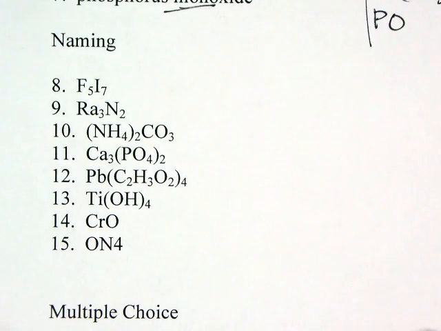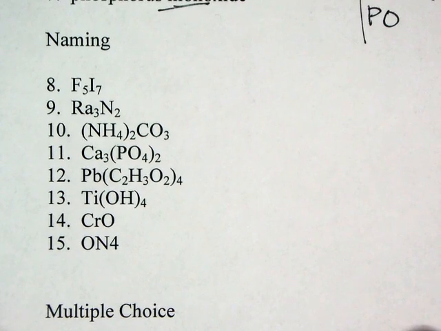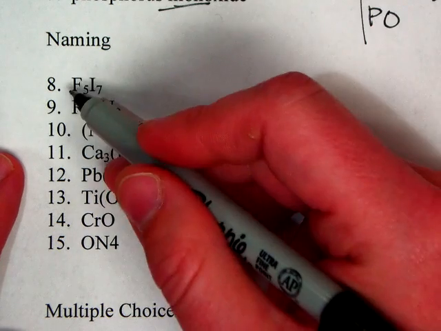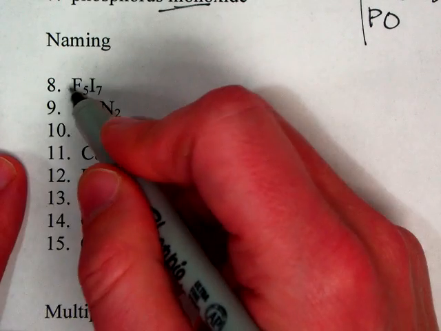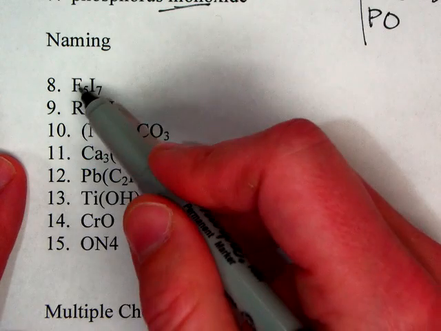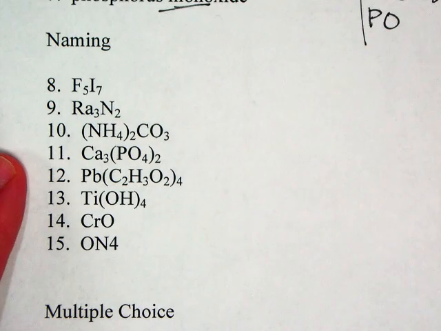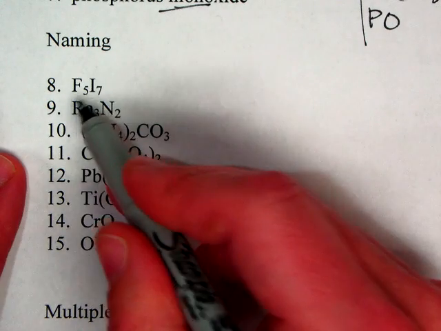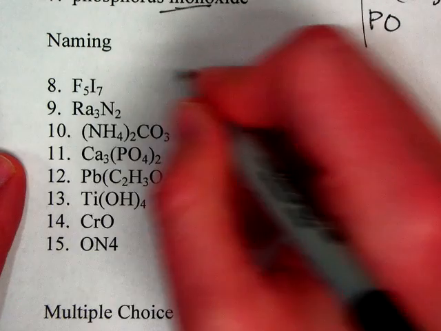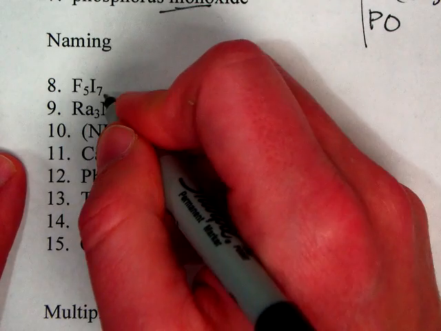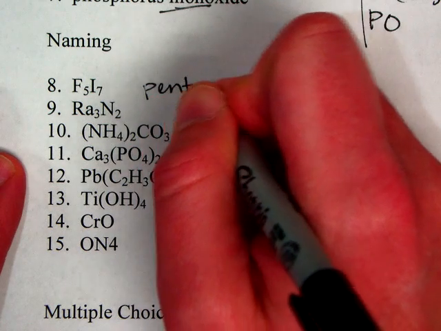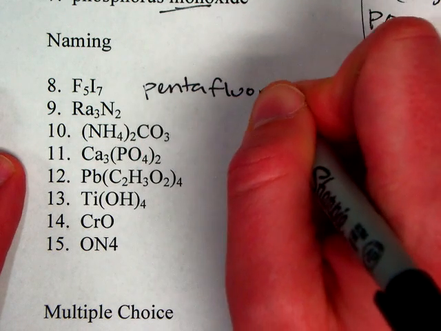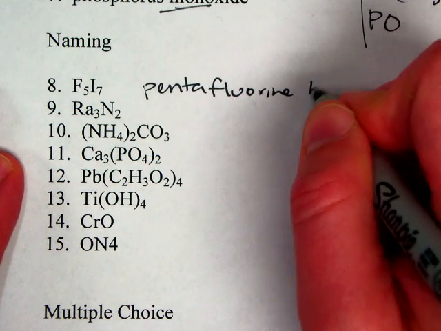For naming, you want to make sure that you are looking for metals. If the first one has a metal, you name it regular style, and if the first one is not a metal, then you would use prefixes. So here, fluorine is a non-metal, so use prefixes. Just do what it says. 5 fluorines means pentafluoride, and 7 iodines means heptaiodide.